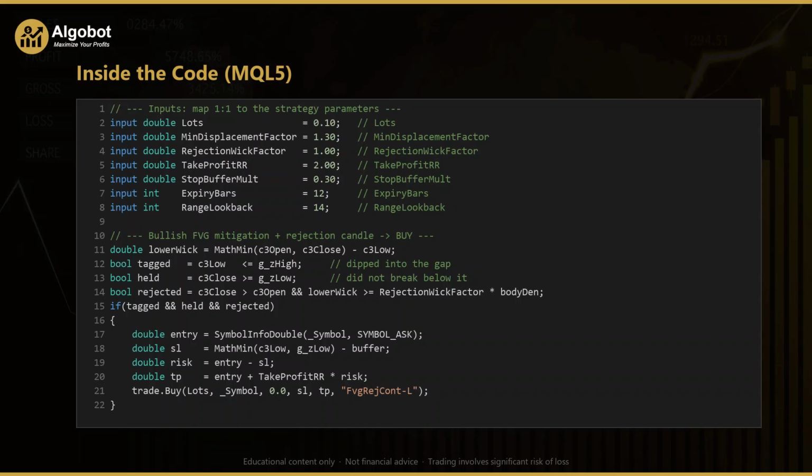The Boolean named rejected requires a bullish close together with a lower wick at least as large as the wick factor times the body. When all three are true, the EA reads the ask as the entry, sets the stop just below the candle low or gap floor minus the buffer, computes the risk as entry minus stop, projects the take profit at the reward multiple, and finally calls trade.buy to send the order. The sell side mirrors this exactly using the upper wick and the bid.